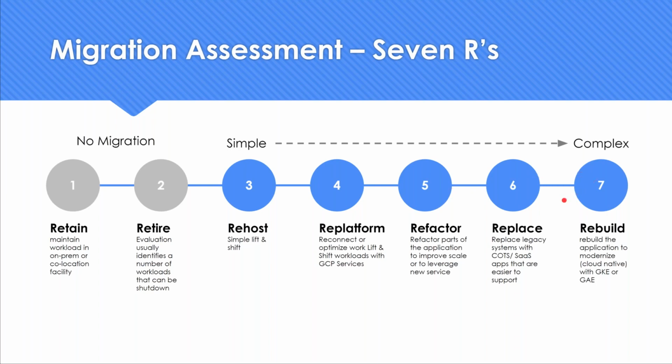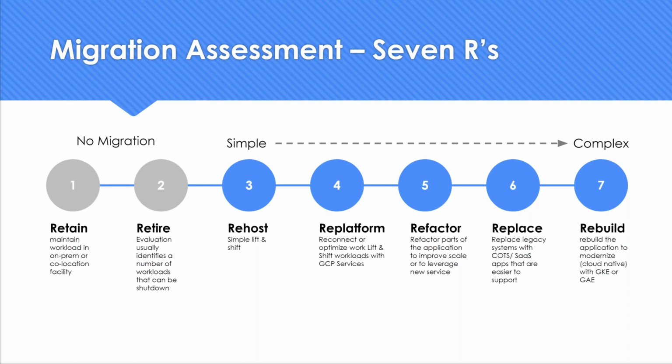The sixth R is going to be replace. So certain products you totally remove. You don't need to have them. For example, if you are using a commercial off-the-shelf BI tool, you dismantle it, don't even use it, use a new product altogether. Looker or Data Studio, you use that in GCP. Or if you're using Grafana in on-premise, which is a monitoring tool, you don't use it, use Cloud Operations, totally replace it. So that's option number 6.